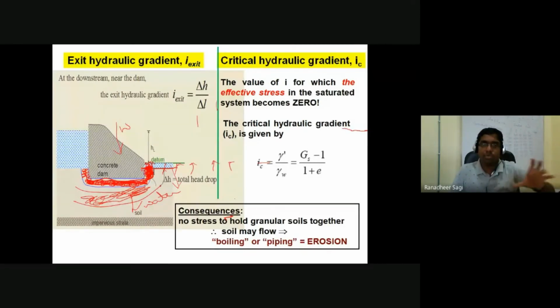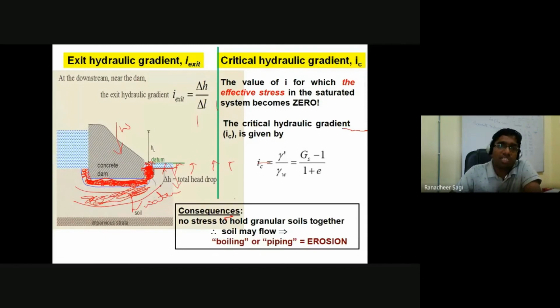It looks like, because the interconnected void size is relatively large, it almost resembles what is called a pipe. Inside your ground or soil strata, a kind of pipe-shaped cross section gets formed. Such a failure is what we call piping failure.